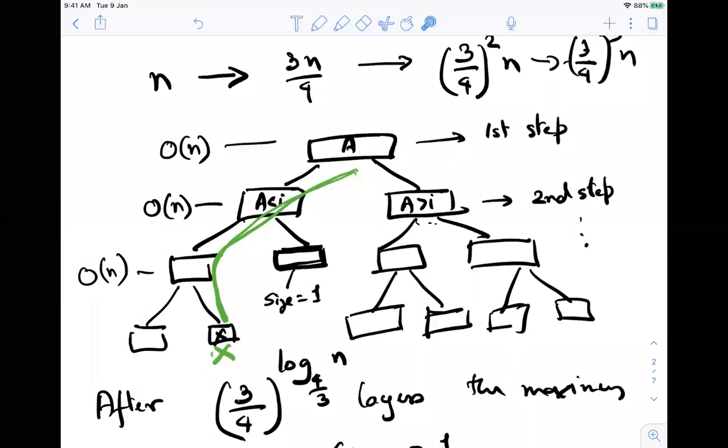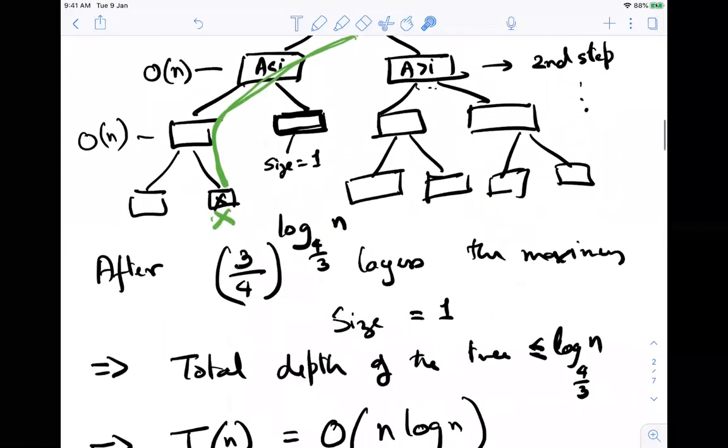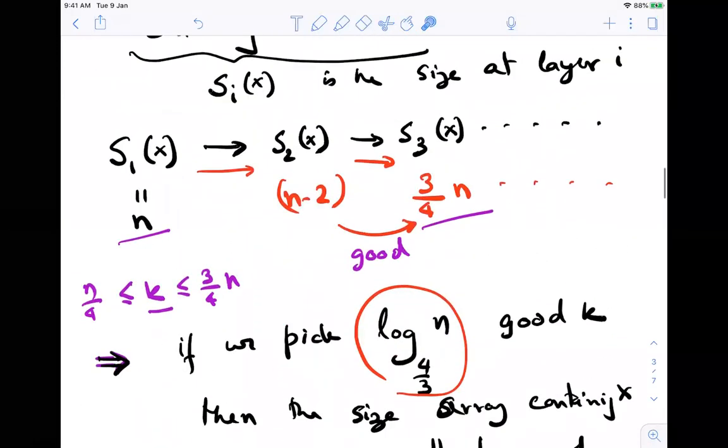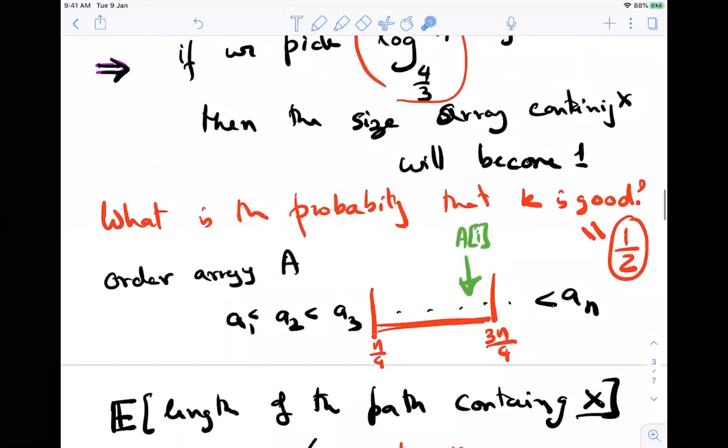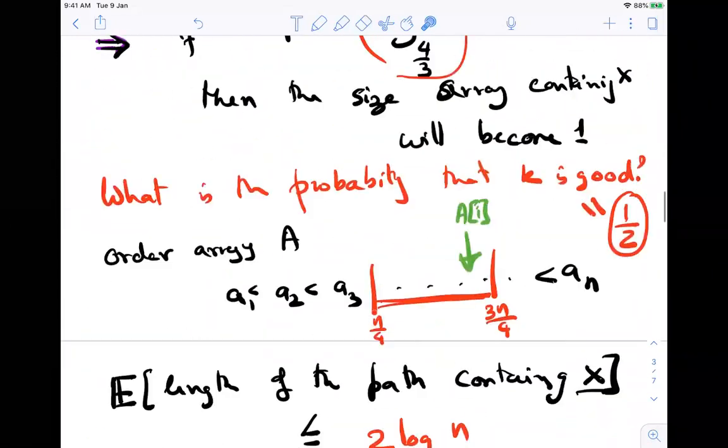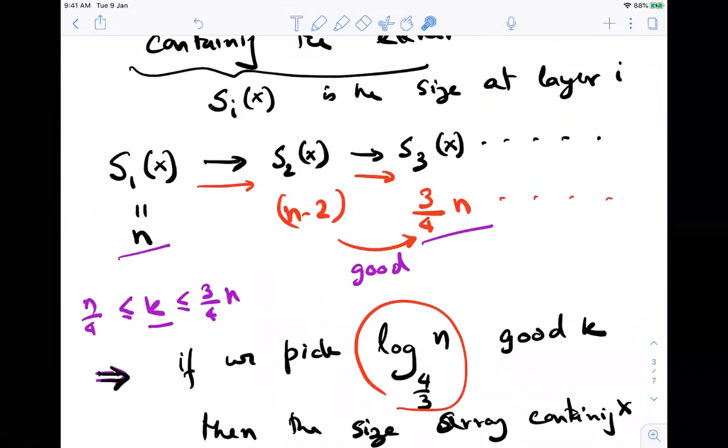Fine. So every time you pick a pivot and partition, it might not split up nicely into some fractions. But I say that if you somehow manage to pick a pivot which partitions this stuff into parts such that the split is between n by 4 and 3n by 4, then I call that one to be a good pivot.